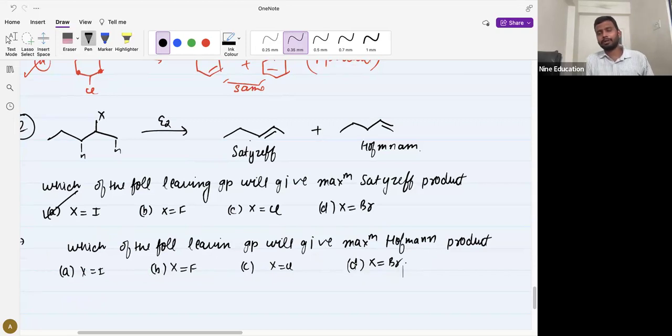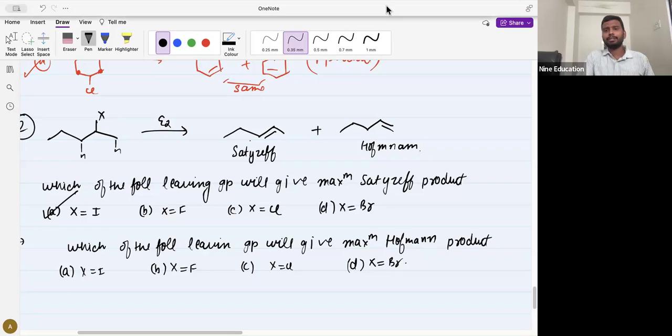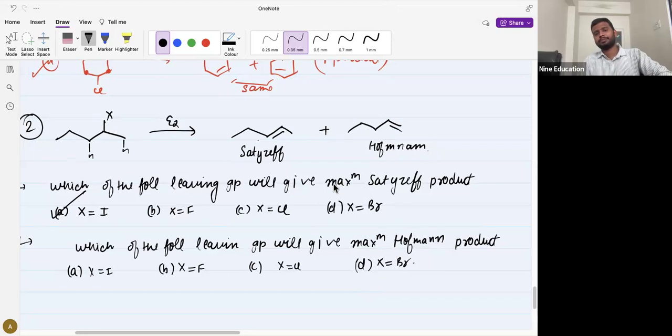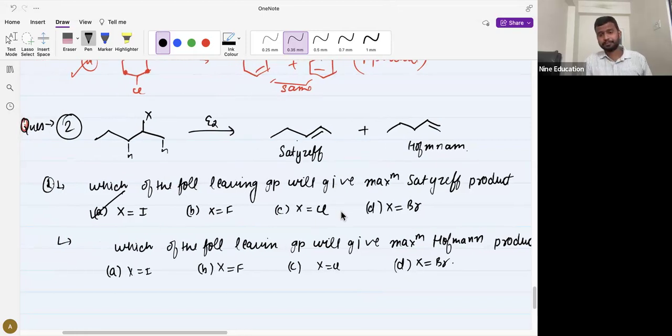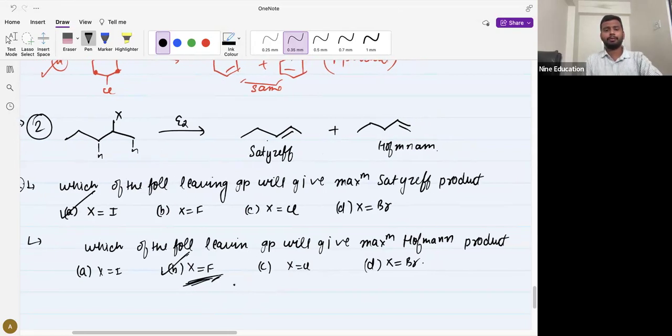Write in the chat box. I will also come to know whether you know or not. Which of these will give Hofmann? Hofmann will be given by fluorine. If the alkyl halide is fluorine, Hofmann will be given by fluorine. So you will get the maximum Hofmann product if you have fluorine on this.